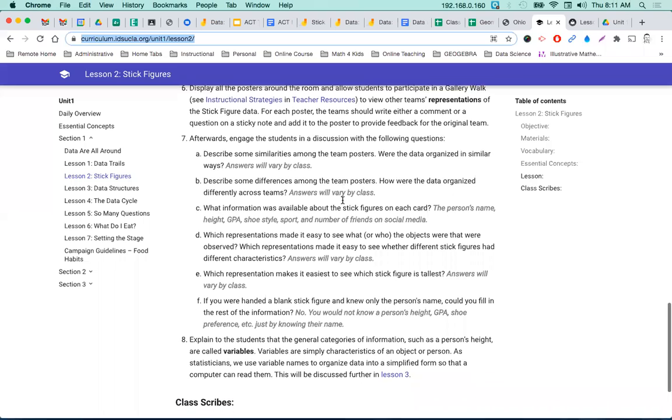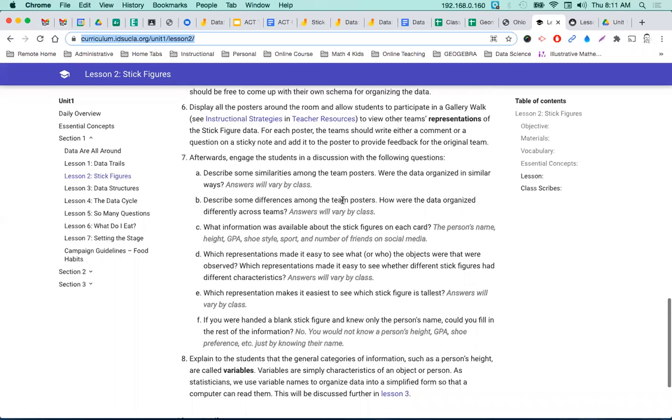Now, the big thing we want to get from this, and we're actually going to use some of this stick figure information again tomorrow, is the things that we were classifying these people into, those different categories. We call those variables. Variables are characteristics of an object or a person.